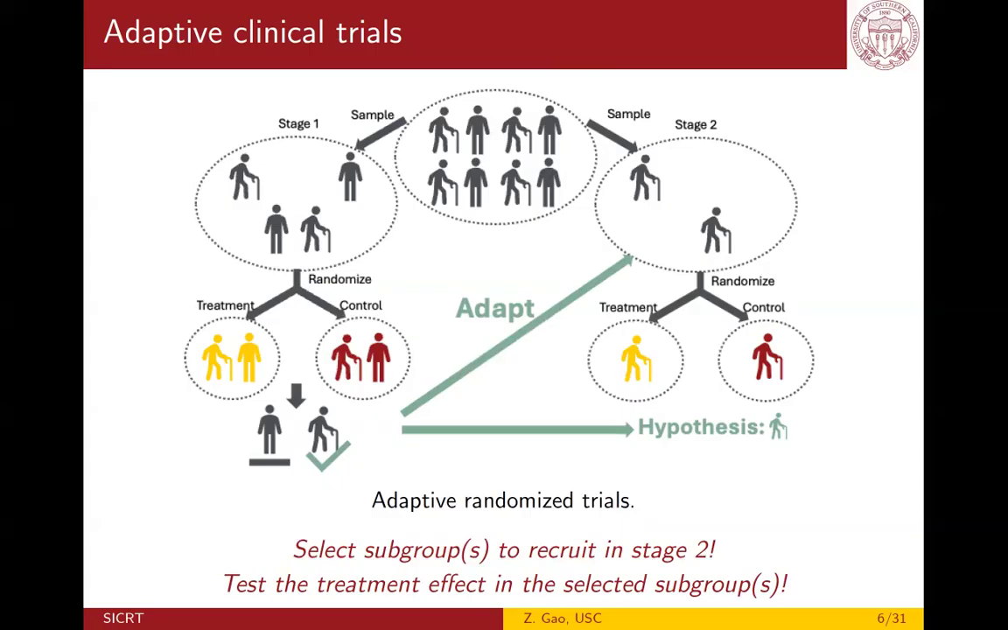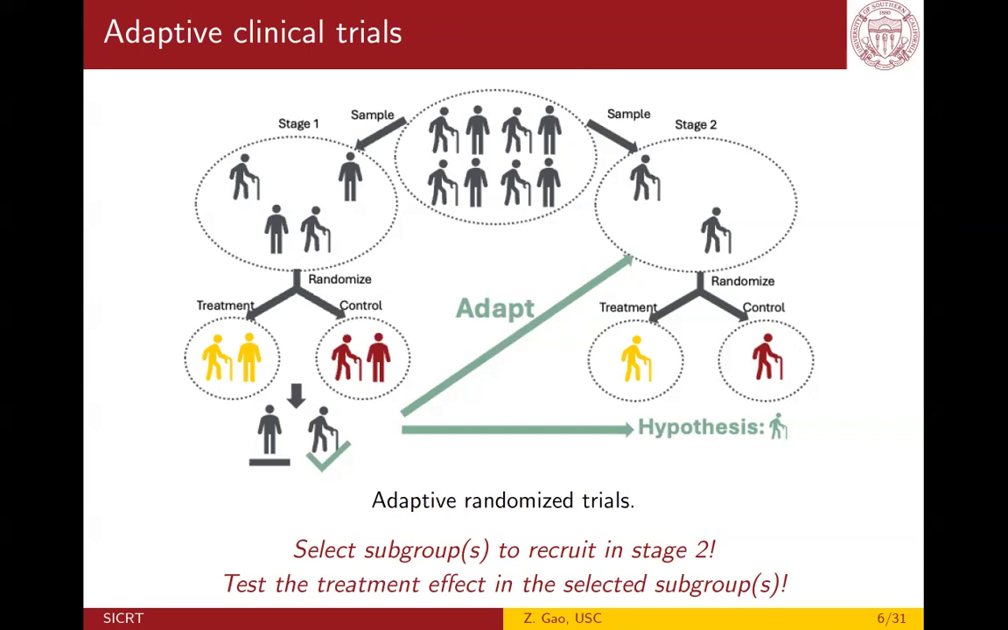In the meanwhile, we also adapt the hypothesis that we care about. So rather than investigating whether this treatment in fact is beneficial to the population in general, we will be asking whether this is going to benefit the older people or not. All right, so by making this clinical trial adaptive, in the second stage, we do save some money by not recruiting young people in stage 2. All right, so this is a demonstration of what an adaptive trial could be.